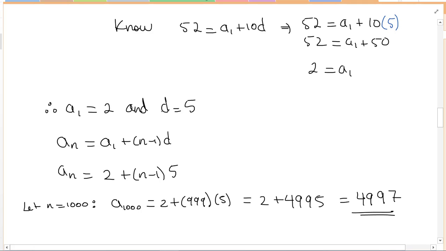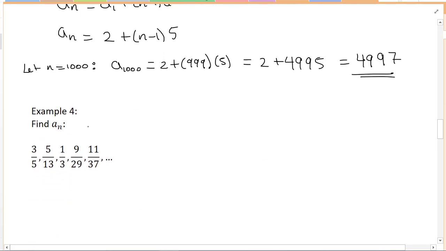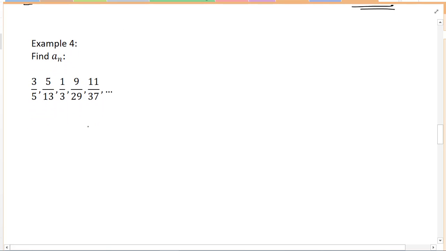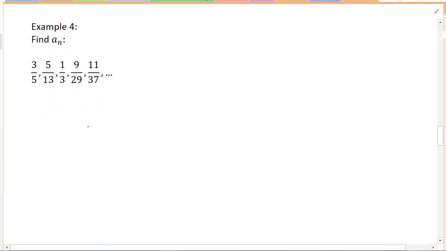All right, so let's go to another example. And this one is going to be perhaps a little bit more intimidating because it looks like it has fractions. Well, it does have fractions. But just as I mentioned in the previous video for the previous section, don't let a fraction intimidate you. Take the numerator as a sequence and the denominator as another sequence.